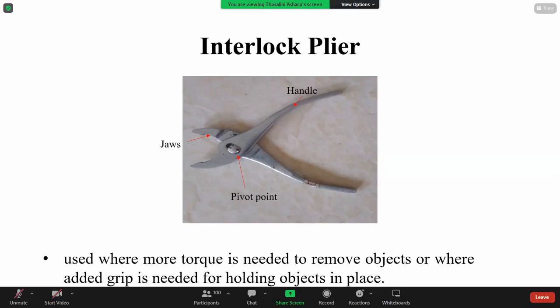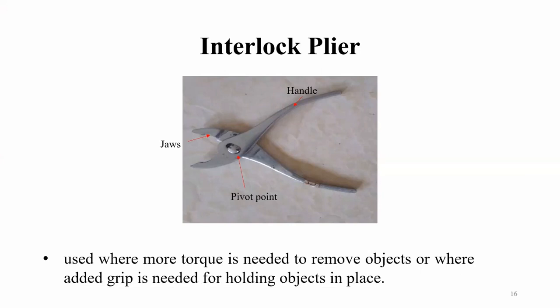Flywheel is basically used in power transmission, and since it is large in size and has more weight, it reduces the fluctuation of the torque produced by the rotation of the crankshaft. That's why flywheels are used in large size.